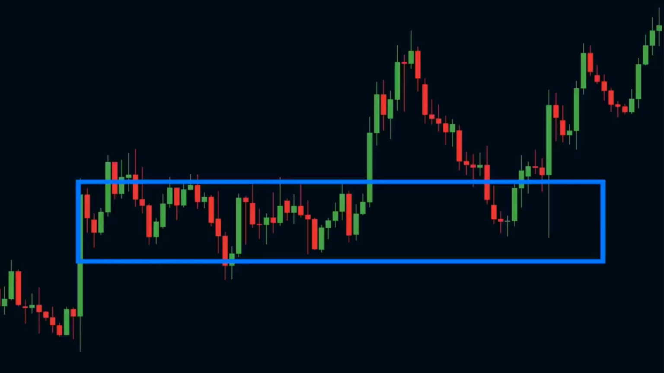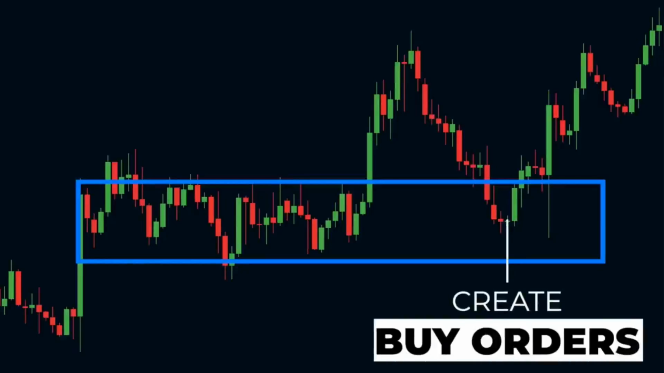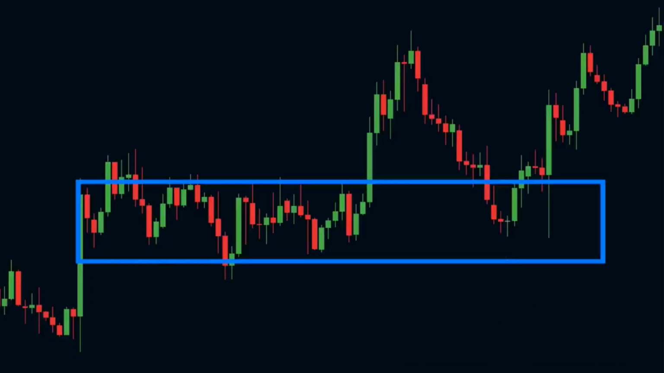In other words, they create buy orders to square off their sell trades. Thereby, these buy orders create a bullish pressure that helps the price go up again.